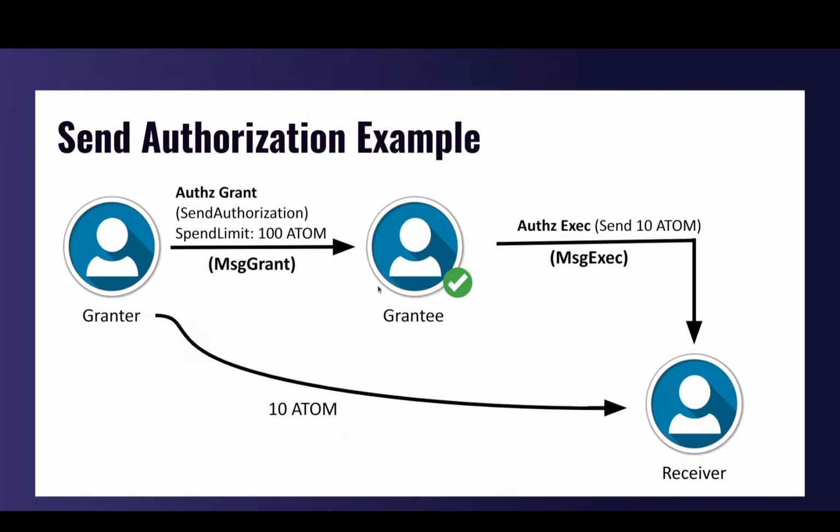If the limit is crossed, that Authz permission gets revoked automatically. And if the grantee tries to send an amount more than the spend limit, it is not allowed and it fails. So this is an example of send authorization.